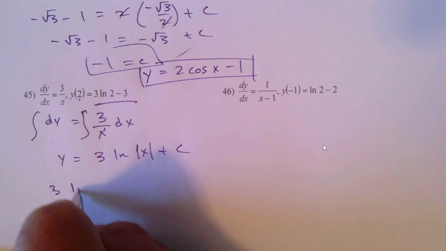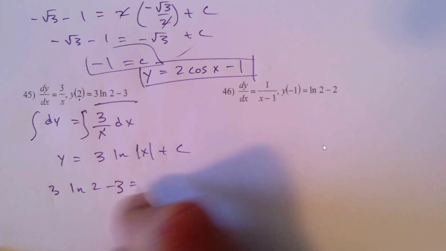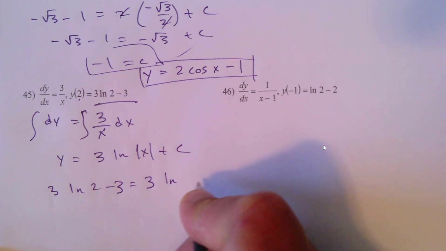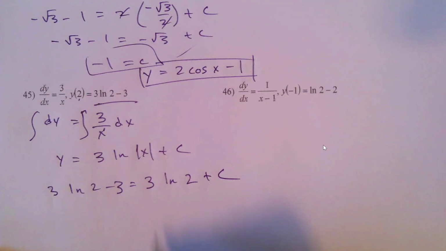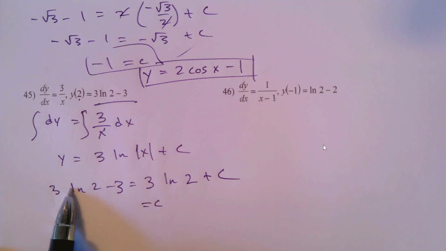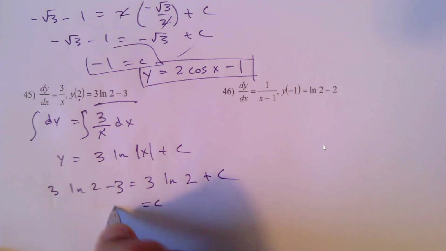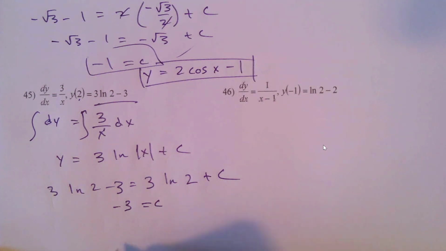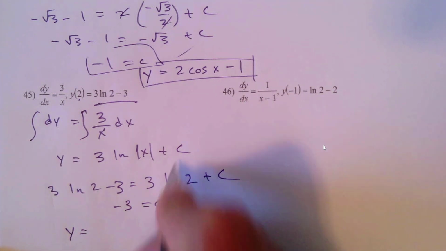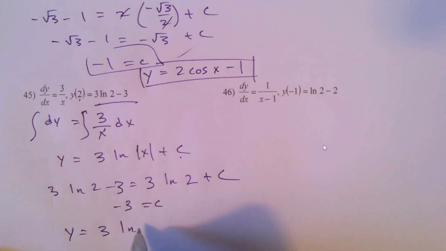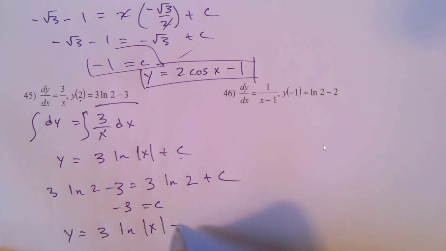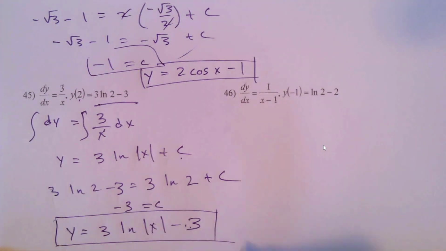So 3 natural log of 2 minus 3 equals 3 natural log of 2 plus c. So here, the 3 natural log of 2 is going to cancel out. And we get c is equal to negative 3. And we put that back in for c. So our solution is going to be 3 natural log absolute value of x minus 3, because that's the value of c that we found.